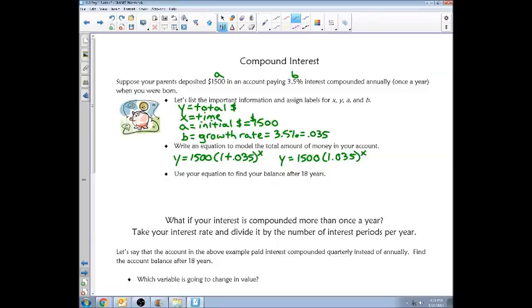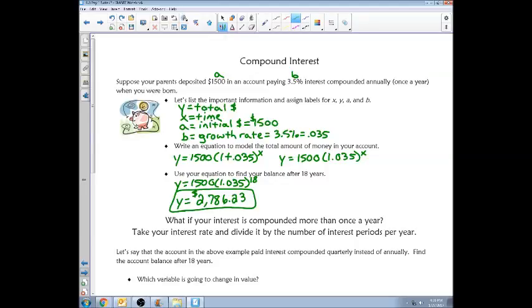Now it asks us to use our equation to find the balance after 18 years. So it would be Y equals the 1,500 times 1.035 raised to the 18th. Type that straight through on our calculator, and we are going to end up with Y equals $2,786.23. And because that is an amount of money, remember I will round to my second decimal place.